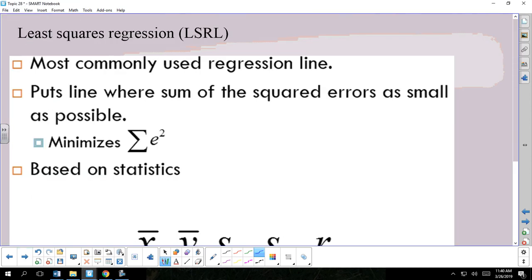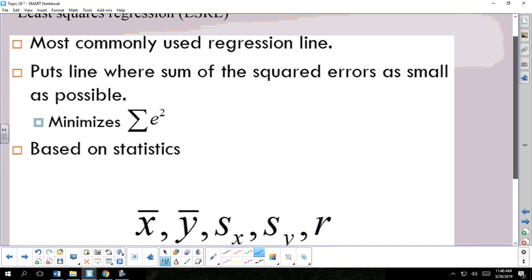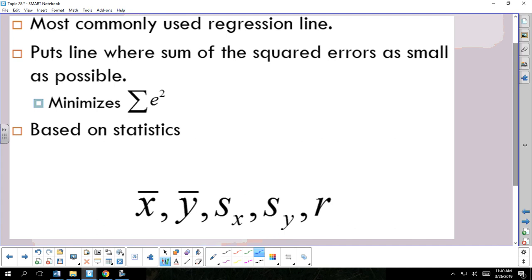So our least squares regression line, or for short LSRL, is the most commonly used regression line. It puts the line where the sum of the squared errors is as small as possible. So it minimizes the sum of the squared errors. We've looked at that before, right? And what makes the least squares regression line nice is we can calculate it using just the summary statistics alone. So we don't need the data as long as we have the mean of our explanatory variable, the mean of our response variable, standard deviations of each of them, and then R as well.